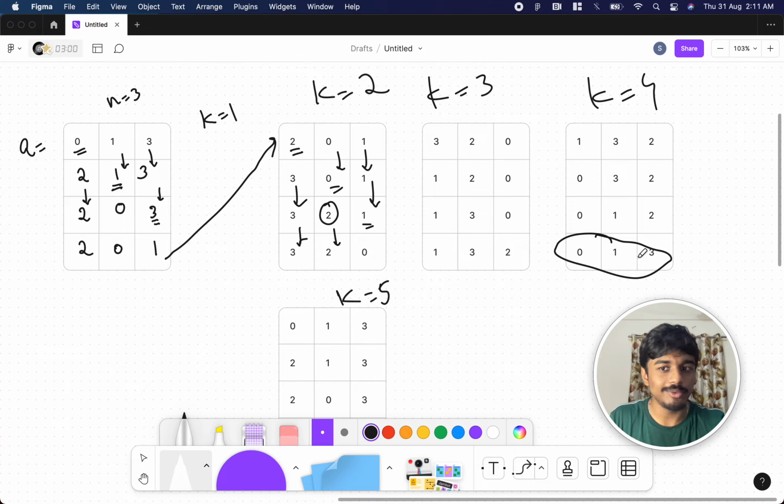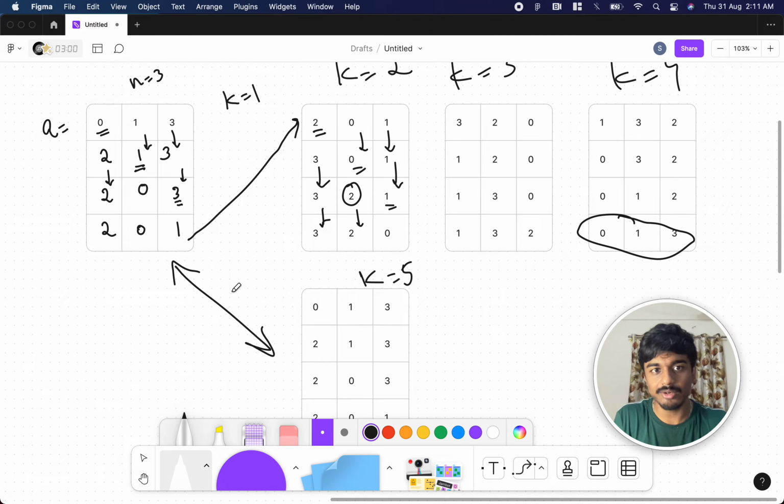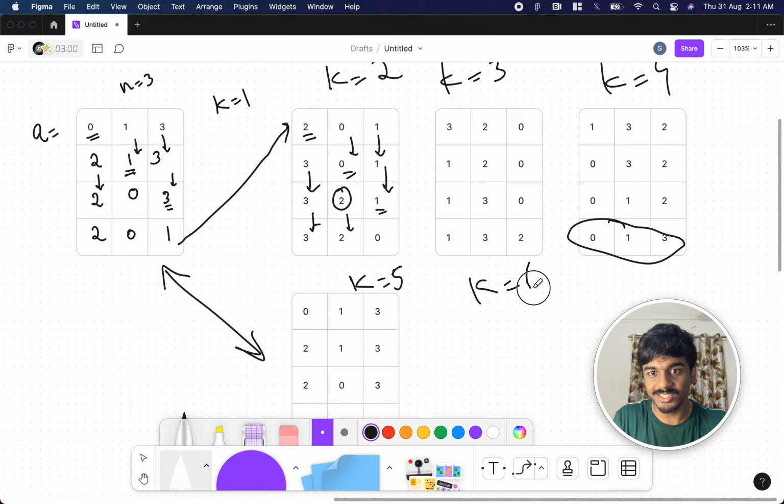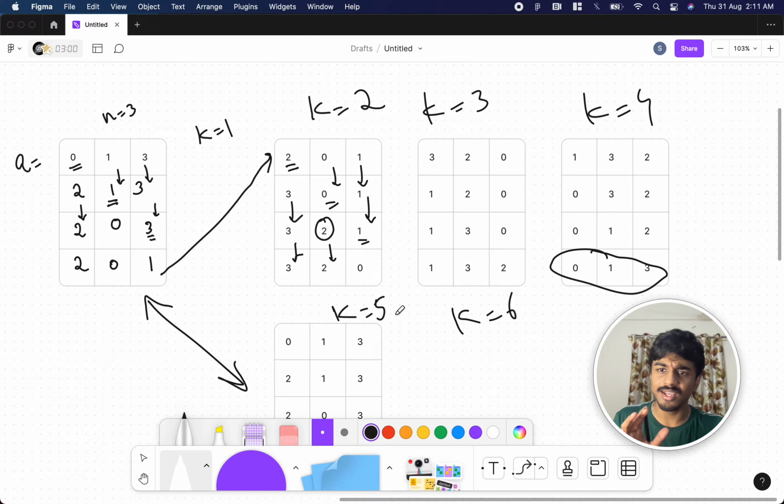So it is quite familiar here. 0 1 3 is the first number that we got. So if we get 0 1 3 again when we generate k equal to 5, this k equal to 1 and k equal to 5 are the same, right? So if you want k equal to 6, if this is the same, then obviously k equal to 6 is the same as k equal to 2 also. So in this case, it is fine.